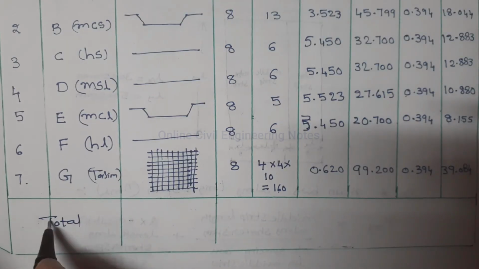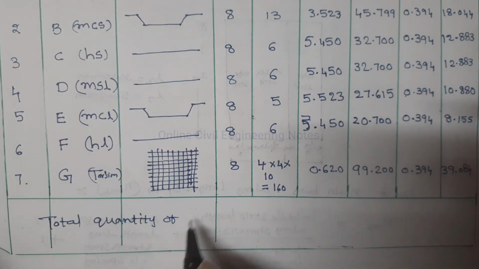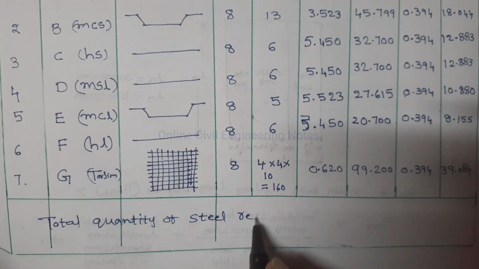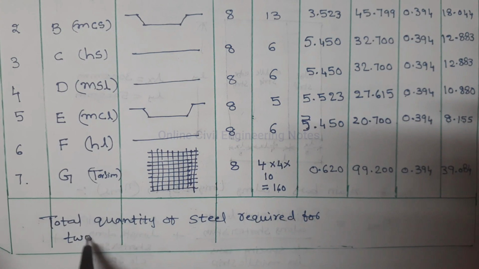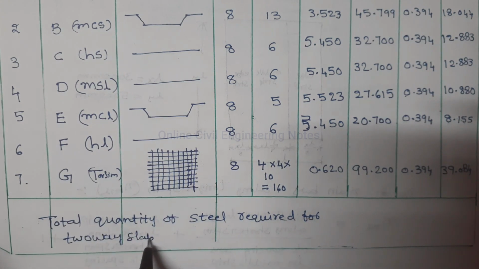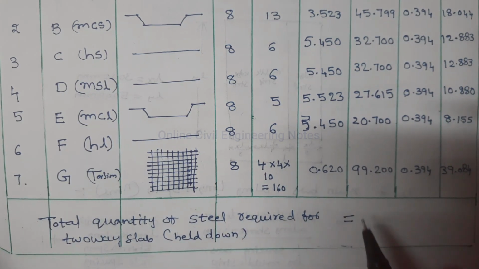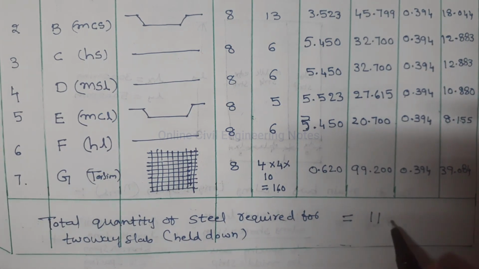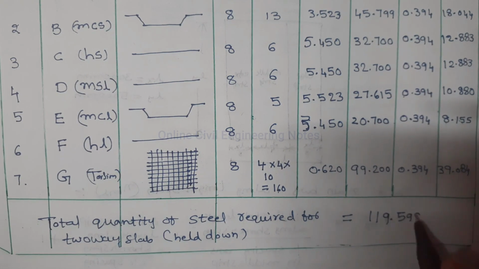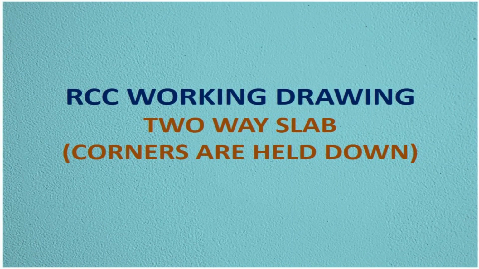Total quantity of steel required for two-way slab, held down condition, is equal to 119.599 kgs.